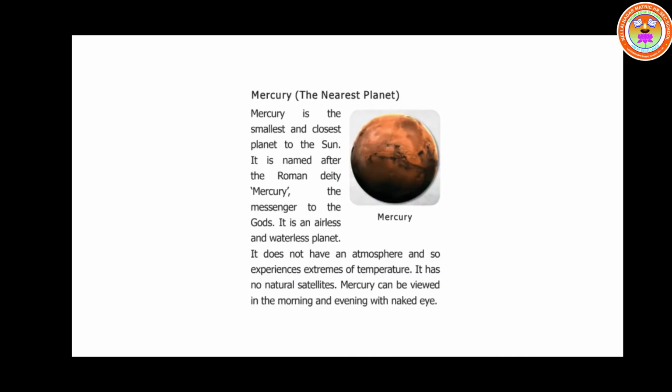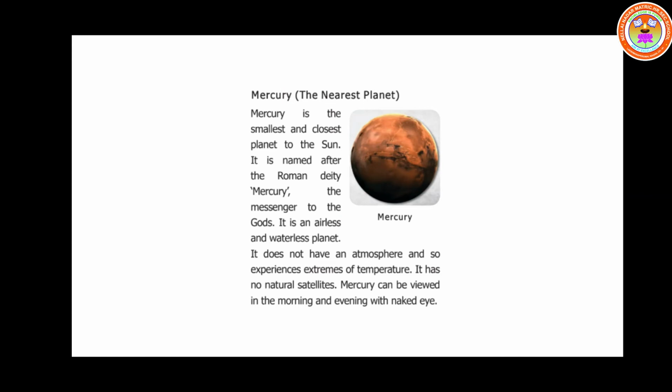Children, now we shall study each planet in detail. The first and nearest planet to the sun is Mercury. Mercury is the smallest and closest planet to the sun. It is very small in size and also it is close to the sun. Is it clear? It is named after the Roman deity Mercury, the messenger to the gods. That's why it is called Mercury.